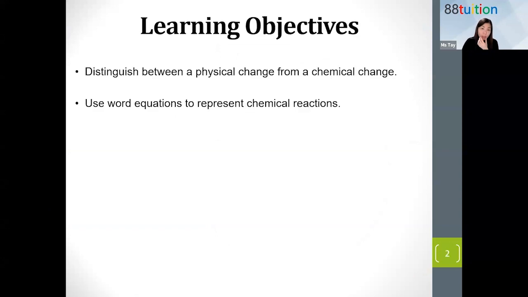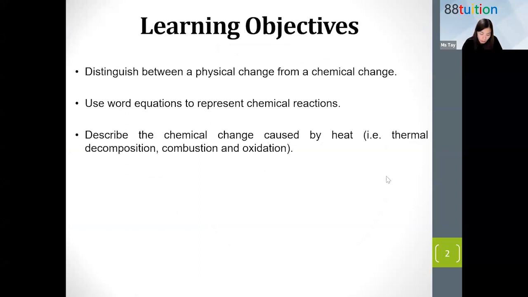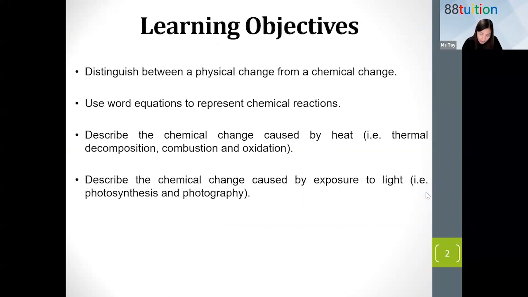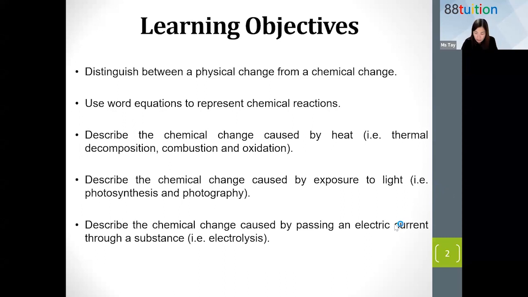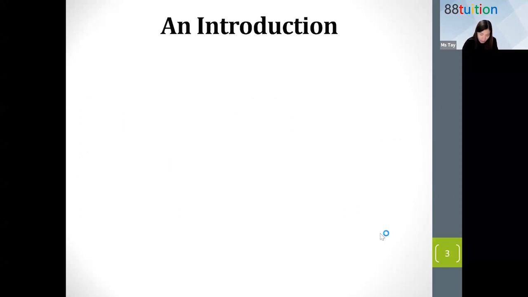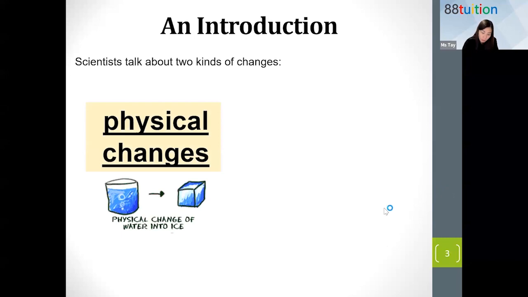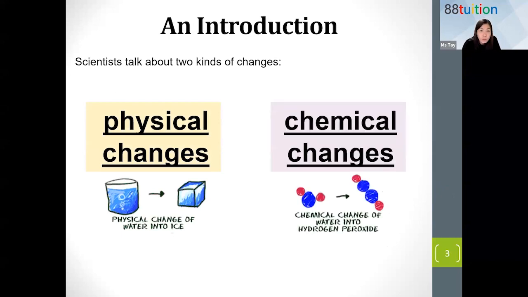Okay, so we talked about the learning objective. Okay, then you need to differentiate between physical change from the chemical change. Use word equation to represent chemical reaction. All right, then describe chemical change that is caused by heat, caused by exposure to light, and caused by passing electric current through a substance. Right, so scientists talk about two types of changes, physical and chemical change. So if you are looking at your notes now, you should be able to see that it follows quite closely to the slides.